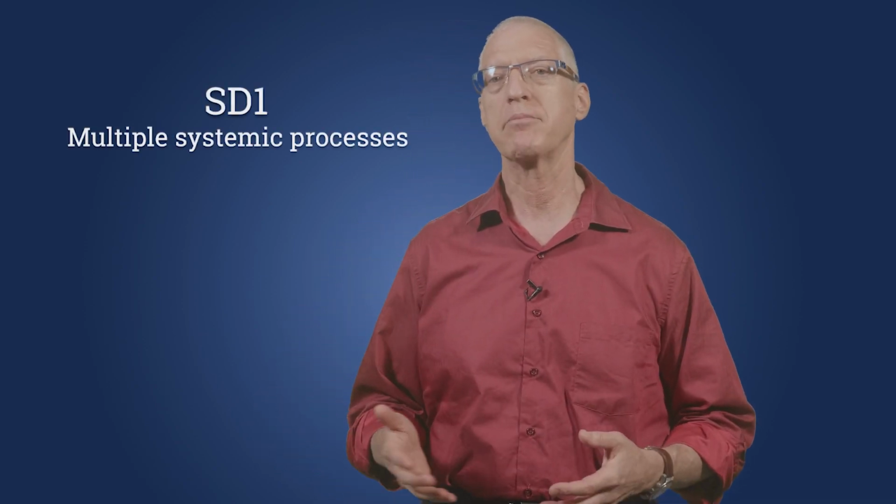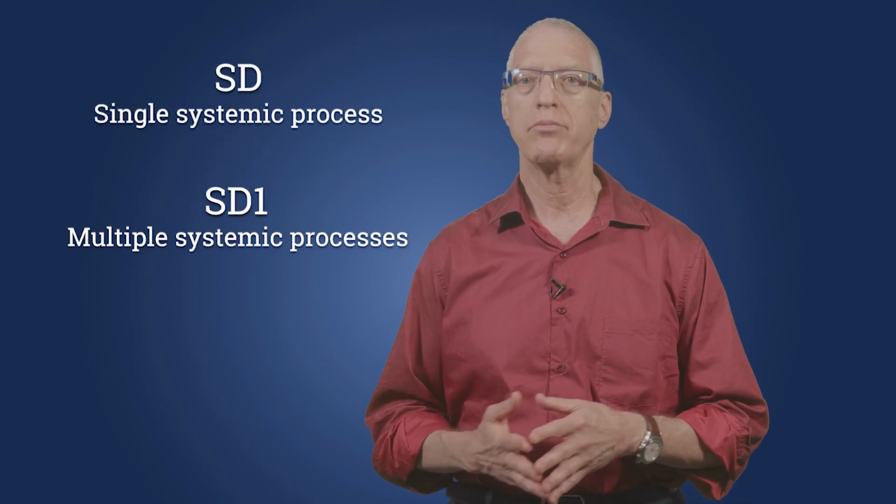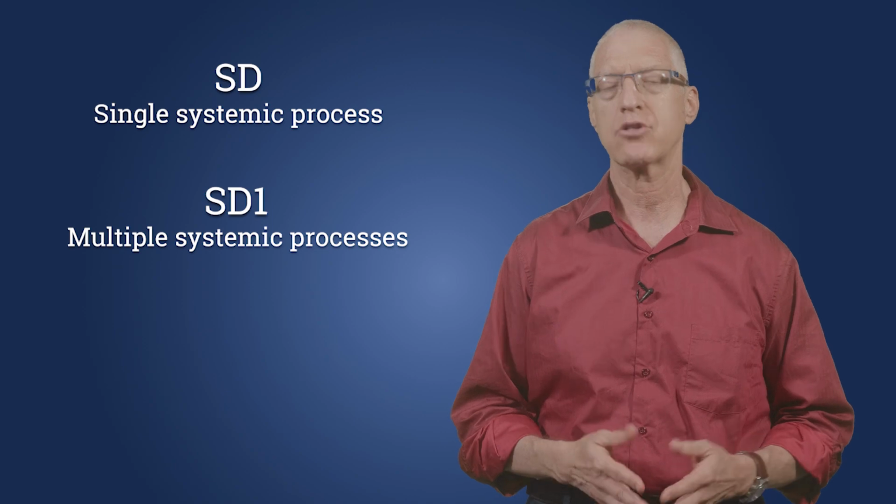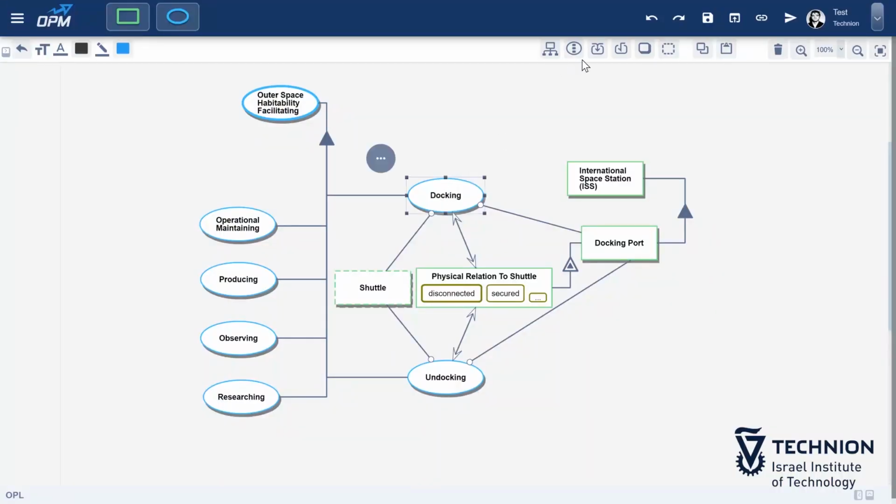Thanks, Hopcat. Refining a process in SD1 is done in the same way as in SD. Here too, we need to think whether the process being refined is synchronous or asynchronous. However, refining SD1 can result in more than one descendant OPD. This is because SD1 normally includes multiple systemic processes, while SD normally includes only one systemic process, which is part of the system's function. Since docking is synchronous, we zoom into docking.